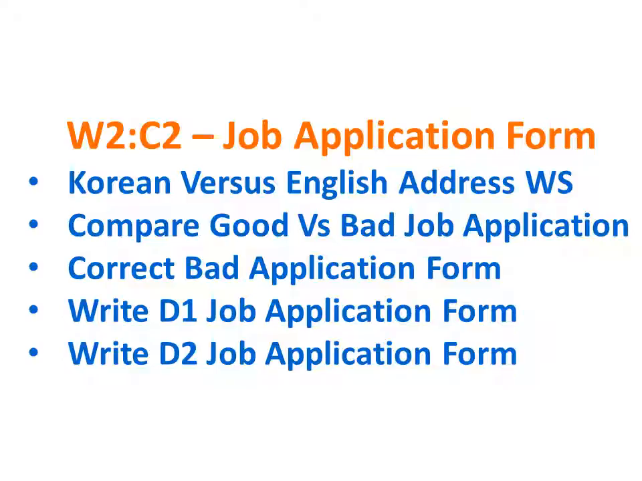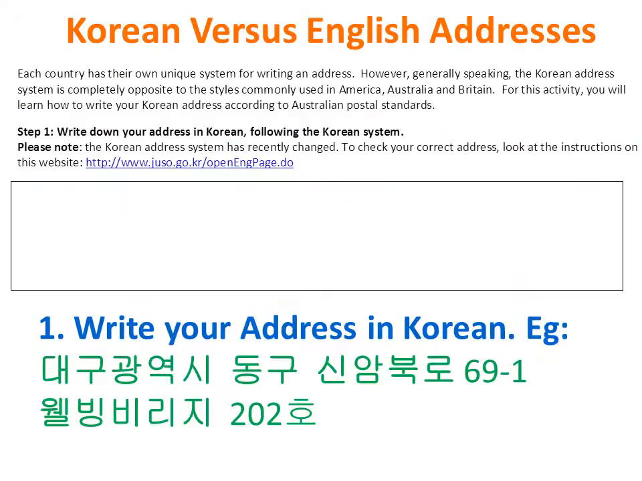In this lesson, we're going to be looking at Korean versus English addresses. We're going to be comparing a good and a bad job application. You're going to be correcting that bad application form. And then finally, you're going to be writing your own job application form. Now, you should be putting the information on here that is related to the job advertisement, the job that you are applying for. Okay, let's have a look at the first one.